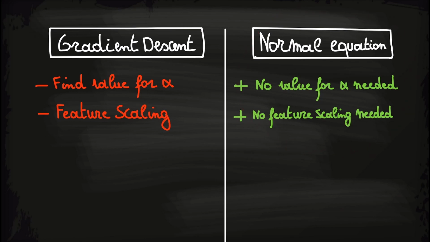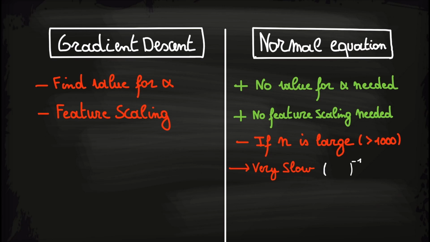The downside of the normal equation method lies in the amount of features it can handle. If the amount of features n becomes very large, let's say over 1,000, then the normal equation becomes very slow. This is because the inversion of a matrix is very costly. It takes a lot of time to invert a matrix that is large. We know that this term gives us an n by n matrix. So inverting this matrix roughly has a cost of n to the third.